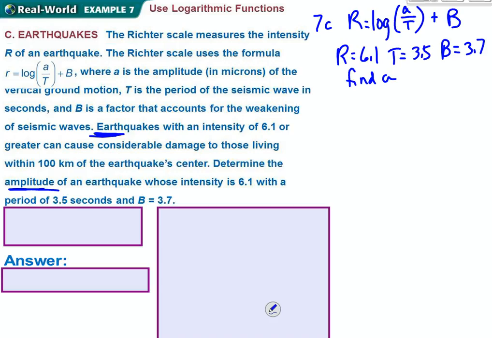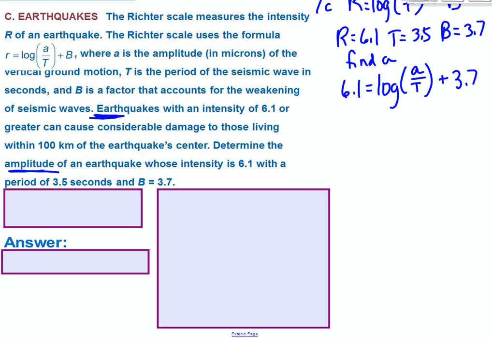One way to do that is first plug these in. 6.1 equals the log of parentheses A over capital T plus capital B, which is 3.7. And there's two methods of doing this, and I'll just go over both of them briefly. So method one is to type this in y1.